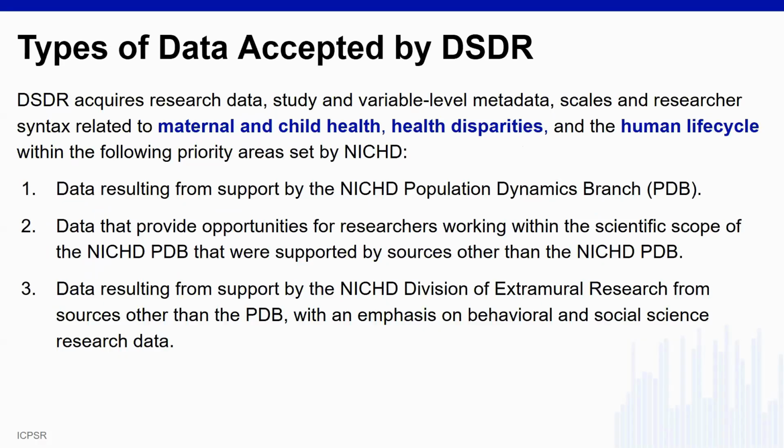DSDR acquires research data, study and variable level metadata, scales and researcher syntax related to maternal and child health disparities, and the human life cycle with three priority areas set by NICHD. The first is data resulting from support by the NICHD Population Dynamics Branch, or PDB. The second is data that provide opportunities for researchers working within the scope of the NICHD Population Dynamics Branch that were supported by other sources. And the third is data resulting from support by the NICHD Division of Extramural Research from sources other than the Population Dynamics Branch that have an emphasis on behavioral and social science research data.